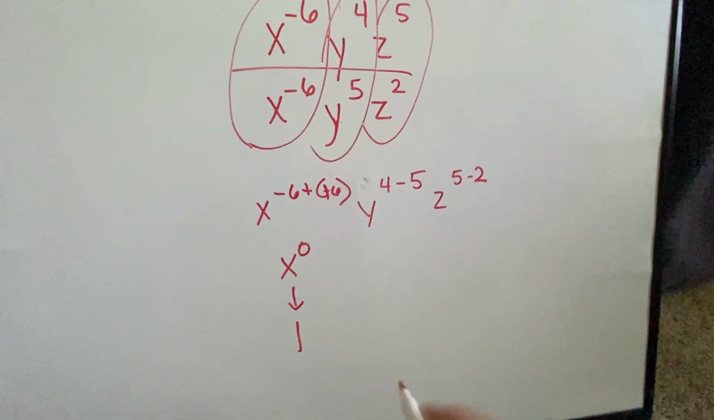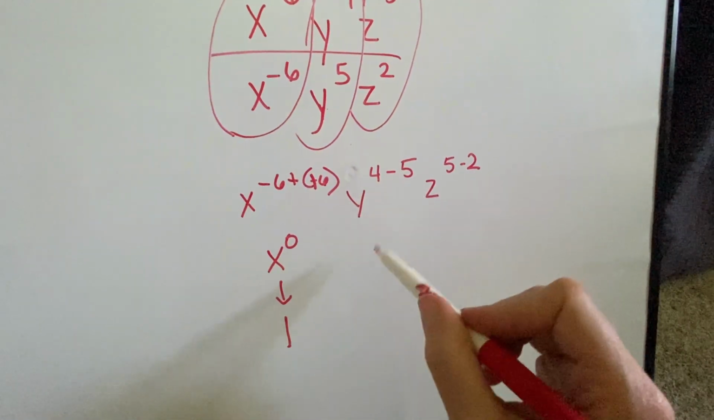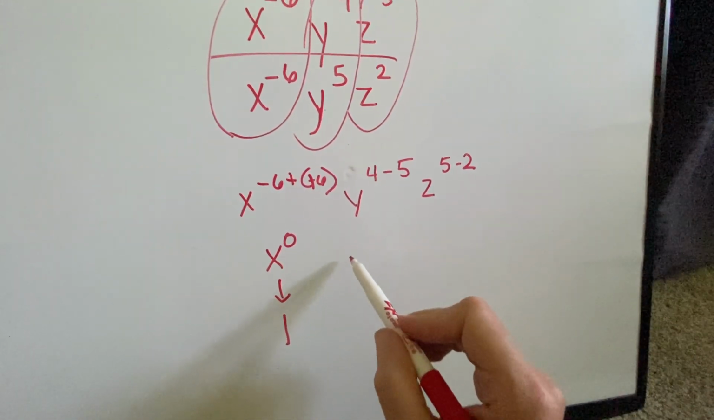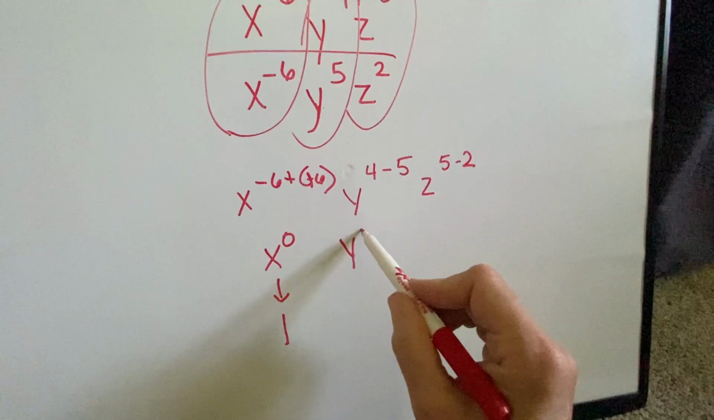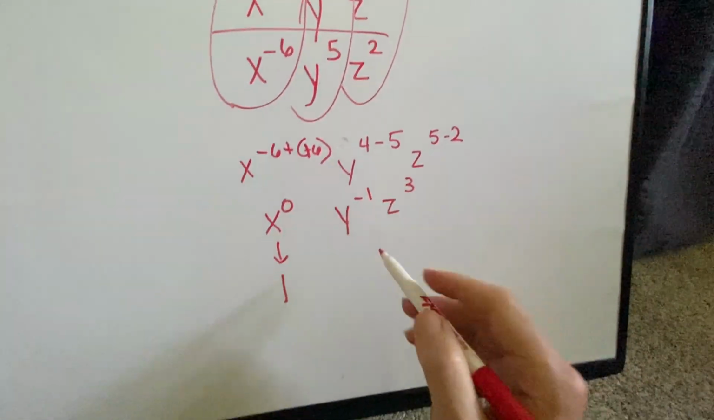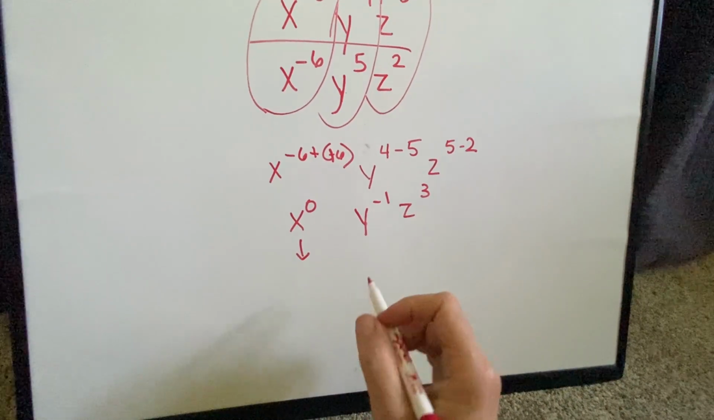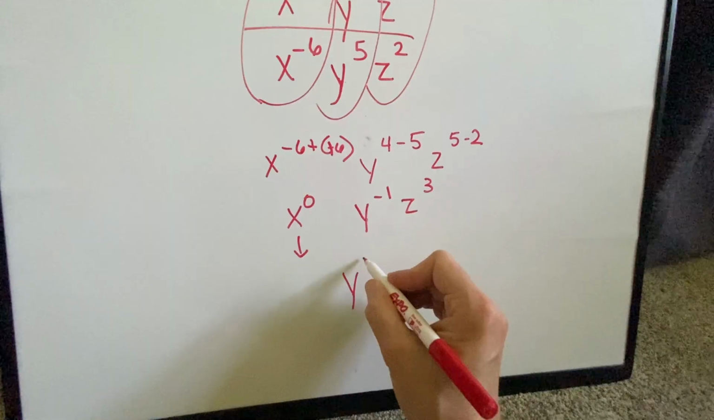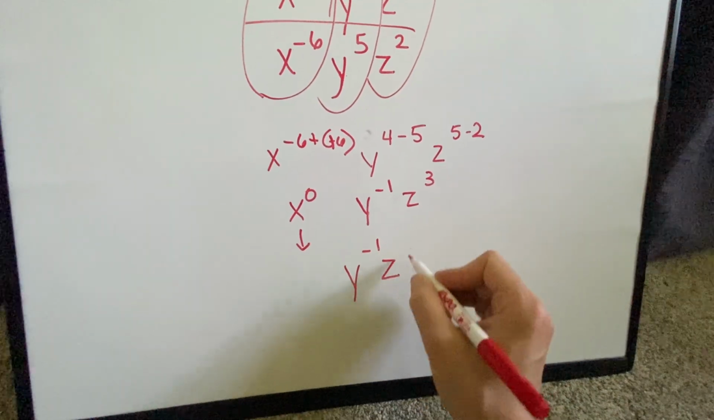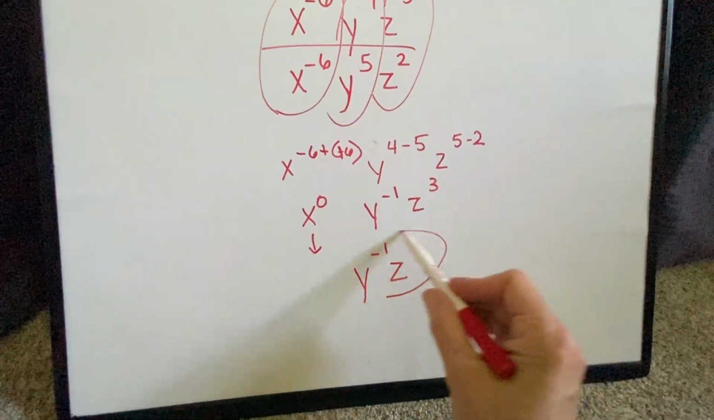You remember that? Okay, y to the 4 minus 5 power. 4 minus 5 is negative 1. So this is y to the negative 1 power, and z cubed, 5 minus 2 is that. So instead of putting 1 here, because I already know it's 1, I'm just going to keep this as y to the negative 1, z cubed. Okay, this is your answer.